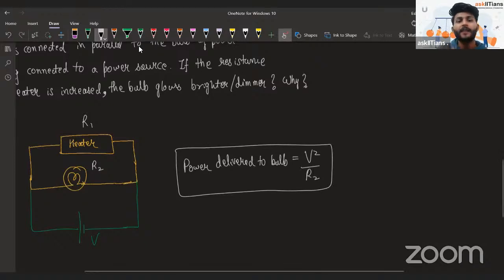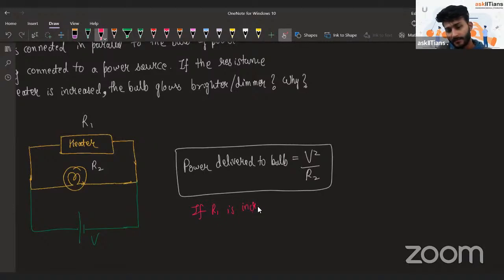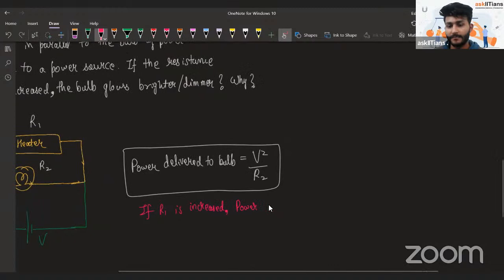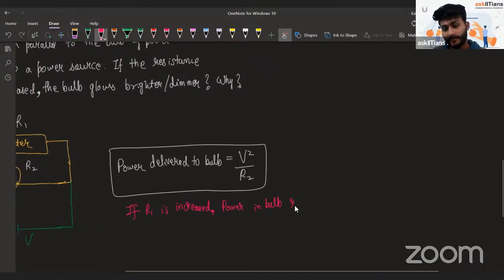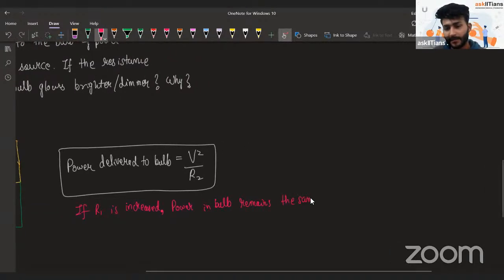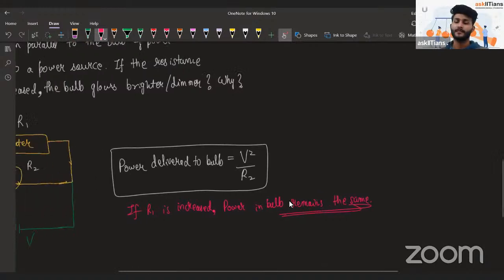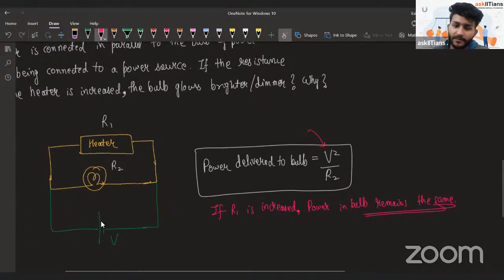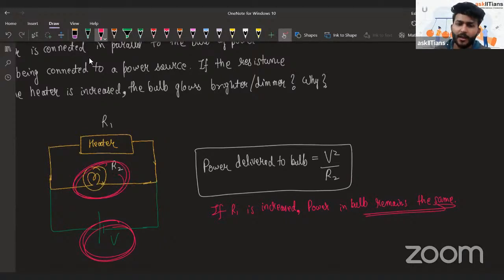Now tell me, if R1 is increased, this expression will increase, decrease, or nothing will happen. It remains the same. Exactly. Just see, it depends upon the original voltage V and the resistance of the bulb. Whatever you do to the heater, why should it matter?